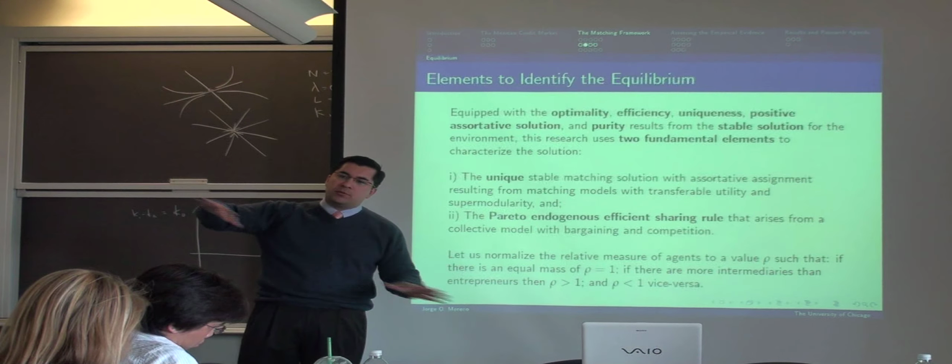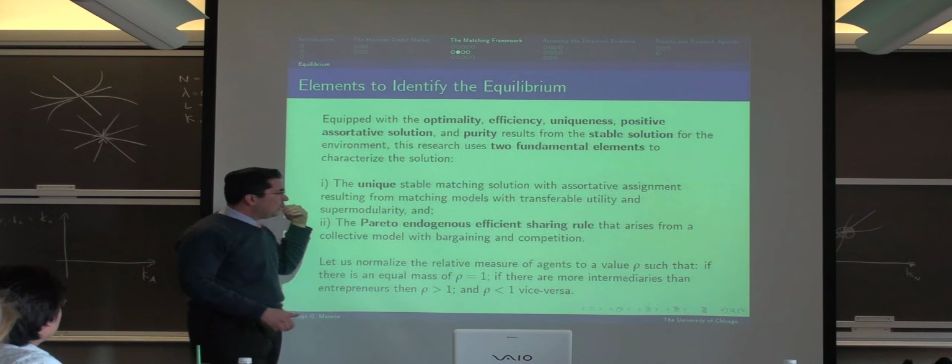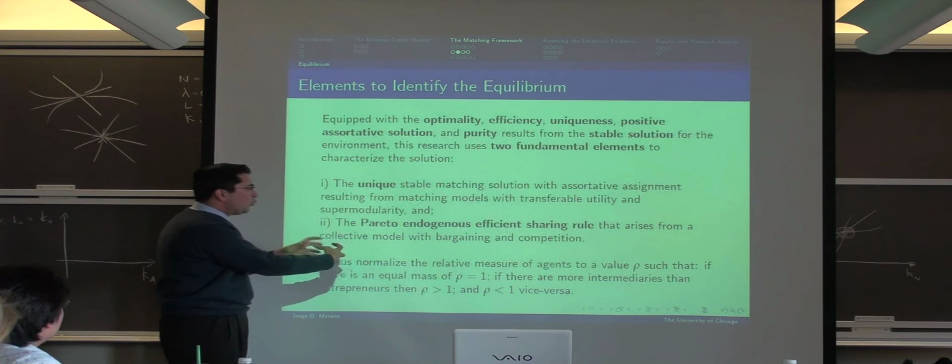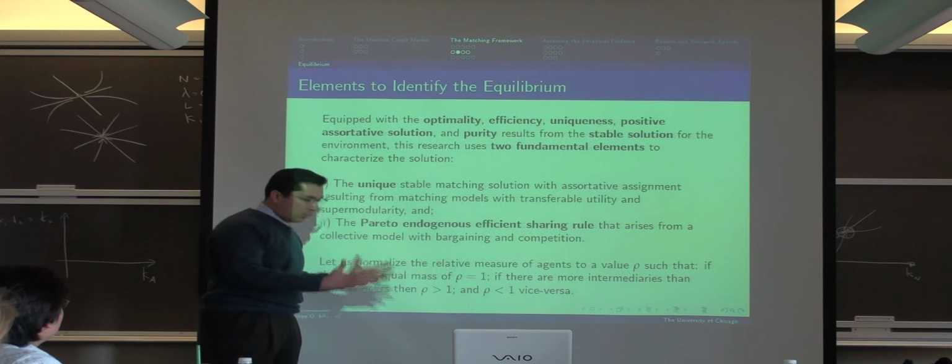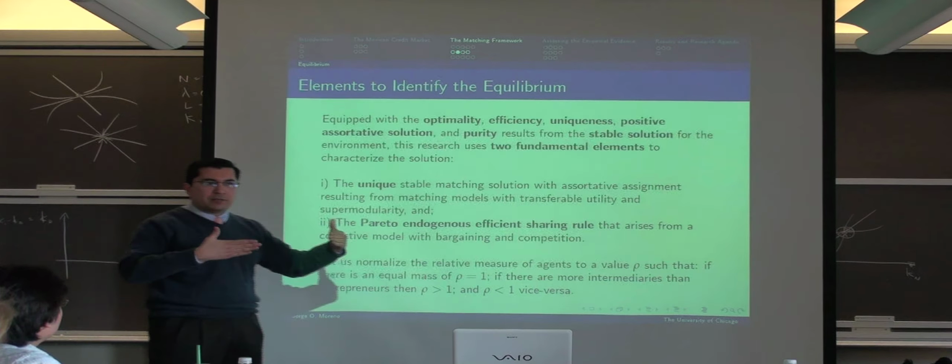So there are two conditions that allow me to continue pursuing the model. One is the uniqueness of the stable matching. The second one is that from the interaction of clients and intermediaries, later banks, there arises an efficient sharing rule. By this I mean, once we know which bank matches which client, the optimal division of the surplus is a Pareto solution.